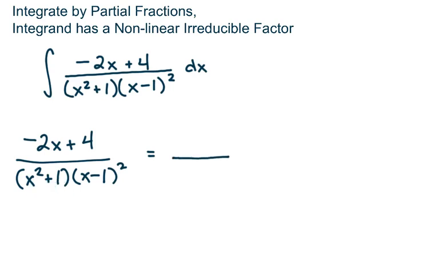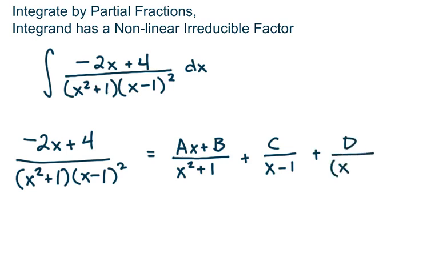So my first factor, normally I would put an A here, but because this is quadratic, I'm going to write Ax plus B, and that is a linear expression. So I have Ax plus B over x squared plus 1. And then we'll have plus C over my other factor, x minus 1. And because this x minus 1 is repeated, I'm then going to have D over x minus 1 squared.